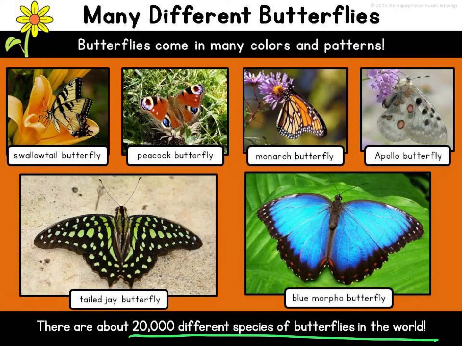I'm looking at these pictures and I'm trying to think of the kinds that I've seen before outside. I know I've seen a blue morpho butterfly before, definitely a monarch, and I've seen a swallowtail. What about you? Have you seen any of these different kinds of butterflies?